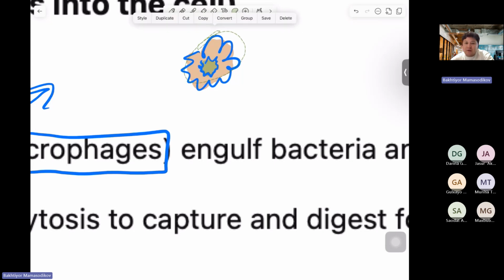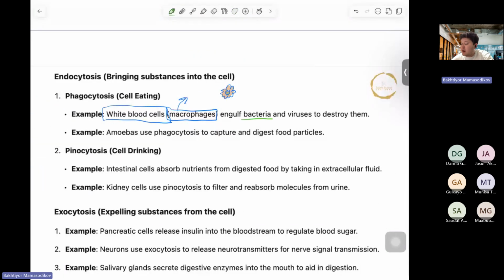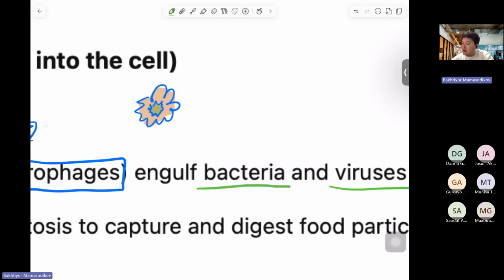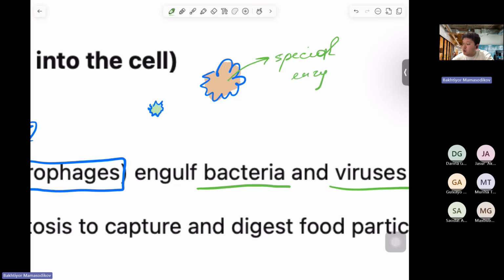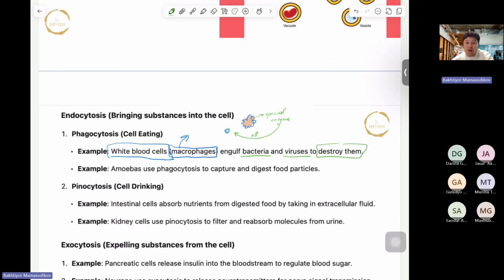This process is called phagocytosis, engulfing the bacteria that you get when you have a common cold, and taking the viruses that might harm you, and they're going to destroy them. Inside of the macrophage, we have special enzymes, which are going to kill that virus or bacteria. Okay. Any examples? Any questions so far?